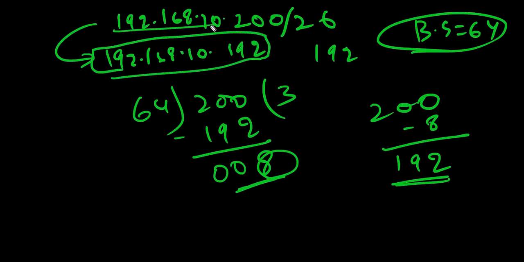This is the IP address, right? Don't say the network ID of this particular IP address is 192.168.10.0. I am using /26 over here, guys. The network ID will be 192.168.10.192. Okay, let me do one more question over here.